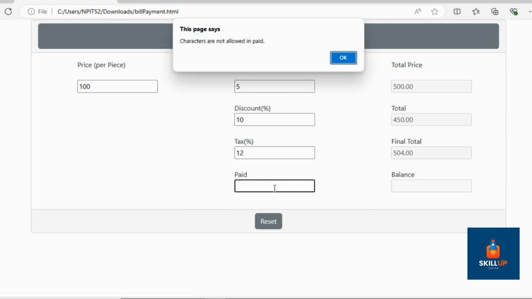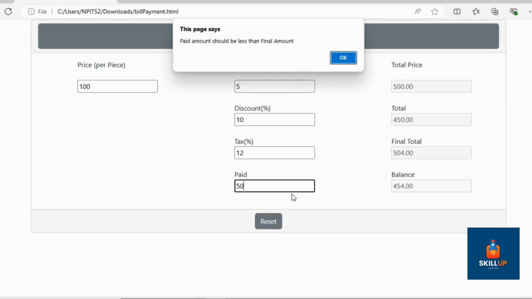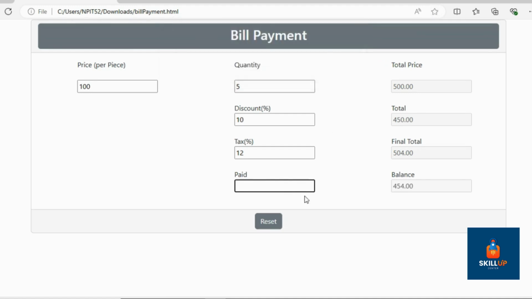Paid amount, character are not allowed in paid. Okay, 500, so balance, final total minus paid amount is equal to balance. But in this case final amount is greater than paid, so paid amount should be less than final amount. Okay, receipt.